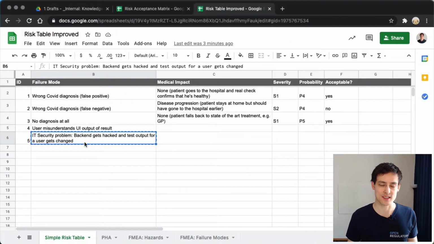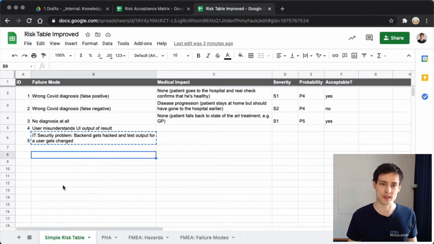We stumbled across this IT security problem thing, because that by itself doesn't sound like a hazard. Like, why do I, as a user, care if there's an IT security problem, or if the backend gets hacked? That by itself isn't even a real hazard yet. Maybe you don't really agree with me, but when you see where we're going, maybe you will.